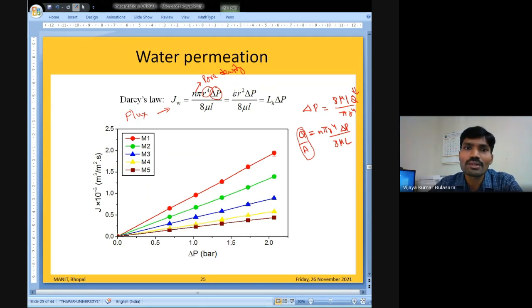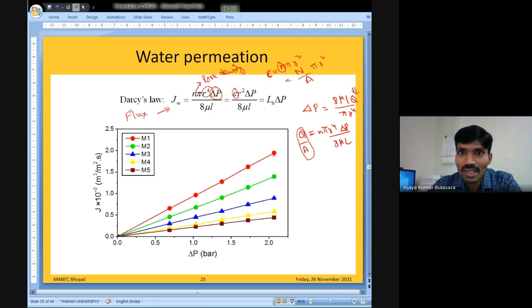Now this n pi r square is replaced by epsilon, which is the porosity. Porosity is the total volume of all pores divided by the volume of the membrane. So here n is the number of pores per area of the membrane, into pi r square.